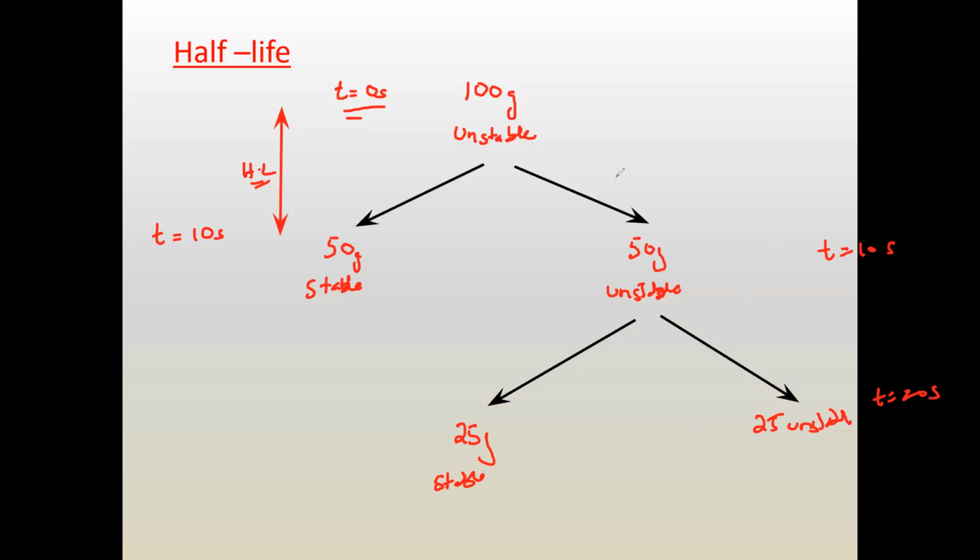So what is a half-life? Half-life means the time taken by half of the radioactive sample to disintegrate. So this 50 becomes 25 in how much duration? What is the time interval? It started at 10 and ended at 20, so the time interval is again 10 seconds. So this 10 seconds refers to the half-life of the sample. So half-life refers to the time taken by half of the radioactive sample to disintegrate or be stable, half stable and half unstable.